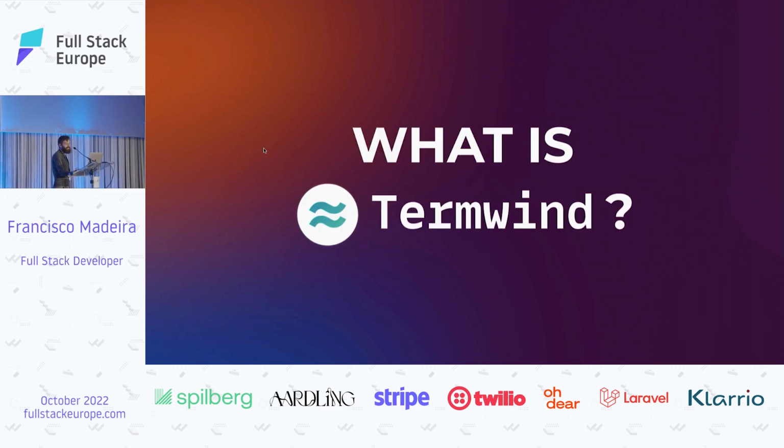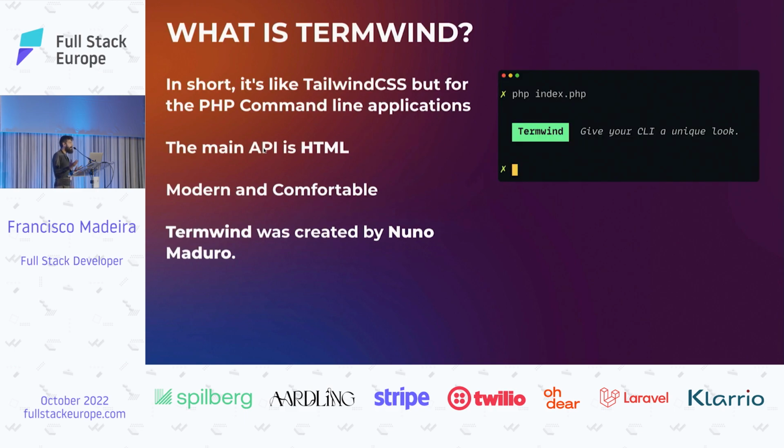So, what is Termwind? Termwind, in short, is basically like Tailwind CSS, but for CLI applications. We are using just HTML as the main API to write. So we took a modern approach from Tailwind CSS with utility classes, and we took a comfortable approach that every web developer knows how to do, HTML, I hope.